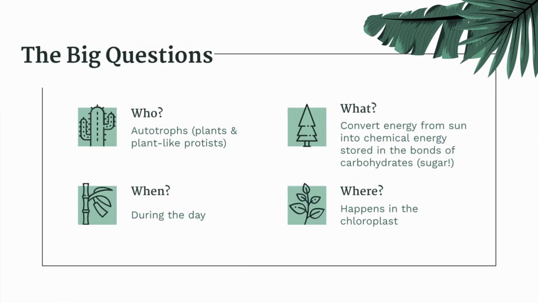Photosynthesis can answer the questions of who, what, when, where. Who goes through photosynthesis? Autotrophs, so plants and plant-like protists. When does this happen? During the day. Photosynthesis is all about capturing the sun, so it makes sense that this process would happen when the sun is out. What is going on? In photosynthesis, energy from the sun is converted into chemical energy stored in the bonds of carbohydrates, which is a sugar, which is glucose. Where is this happening?